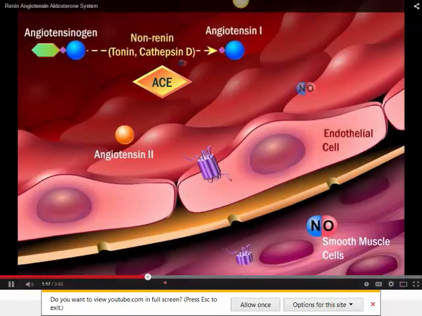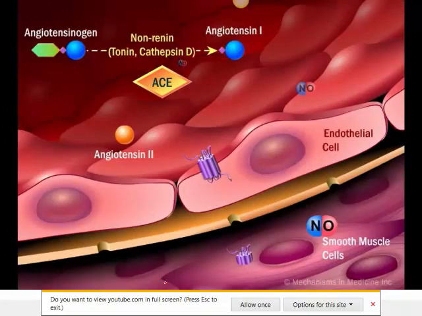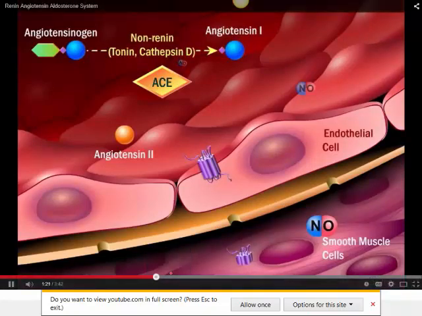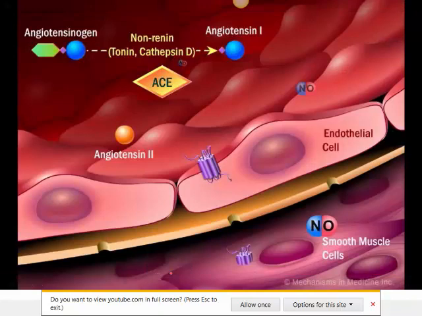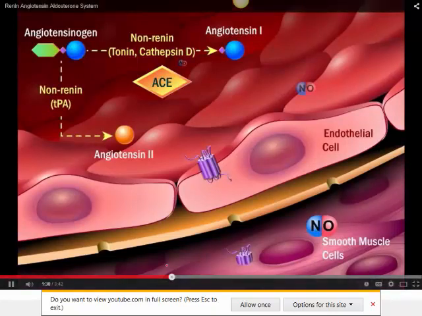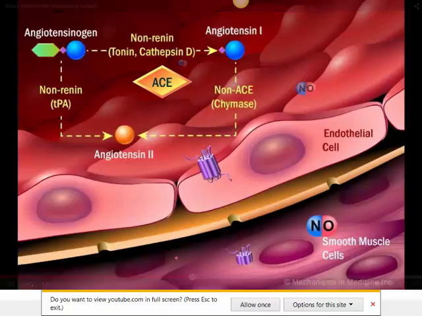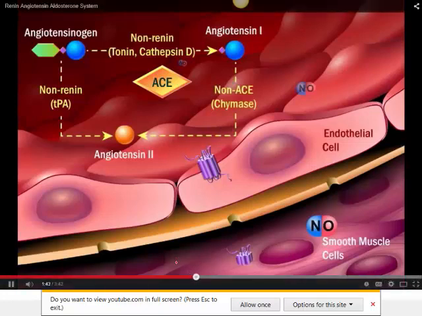In non-renin pathways, enzymes like tonin and cathepsin D release angiotensin-1 from angiotensinogen, and tissue plasminogen activator, or TPA, can make angiotensin-2 directly from angiotensinogen. This bypasses the midway production of angiotensin-1. Enzymes like kinase can form angiotensin-2 from angiotensin-1 via an ACE-independent pathway.